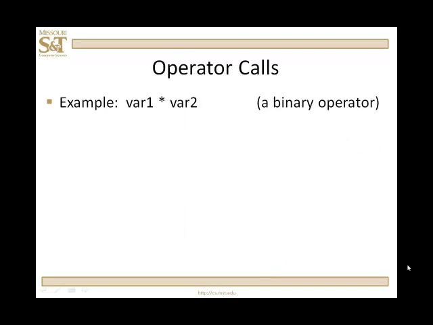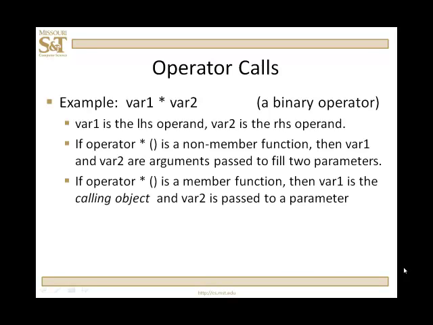So let's take a look at some examples of calls. Here's a binary operator. I just chose star as an example. You use it as var1 times var2. A binary operator has two operands or two parameters. So var1 is the left-hand side operand and var2 is the right-hand side operand. I'm going to refer to the operators as operator star and then open and close parentheses. This is the way I'll refer to that function. If it's a non-member function, then var1 and var2 are arguments that you pass to the parameters. But if it is a member function, then var1 is the calling object and var2 is passed to the parameter.